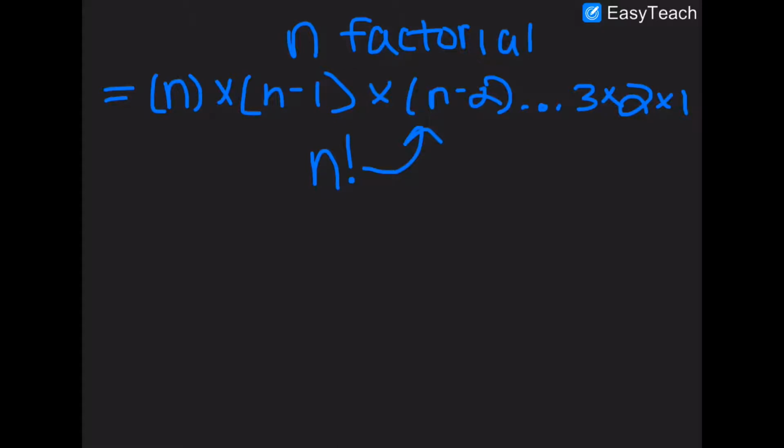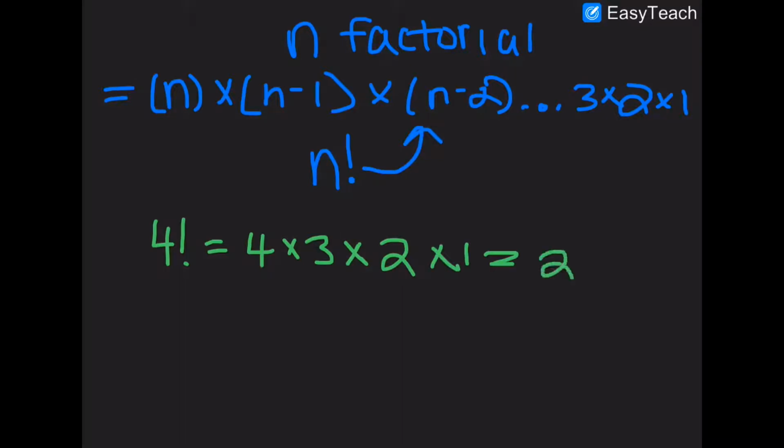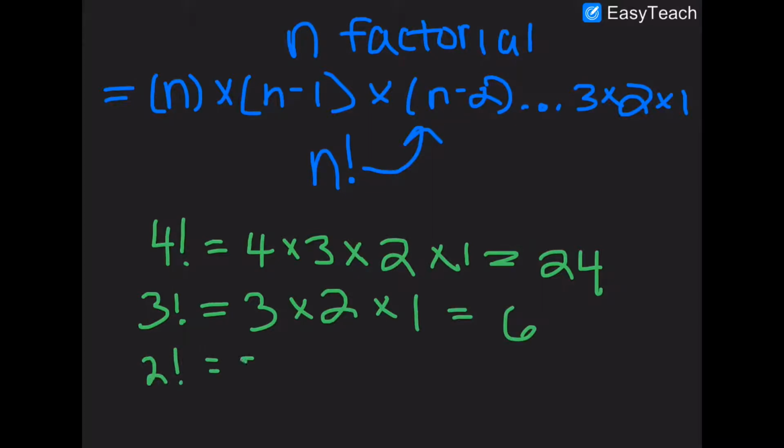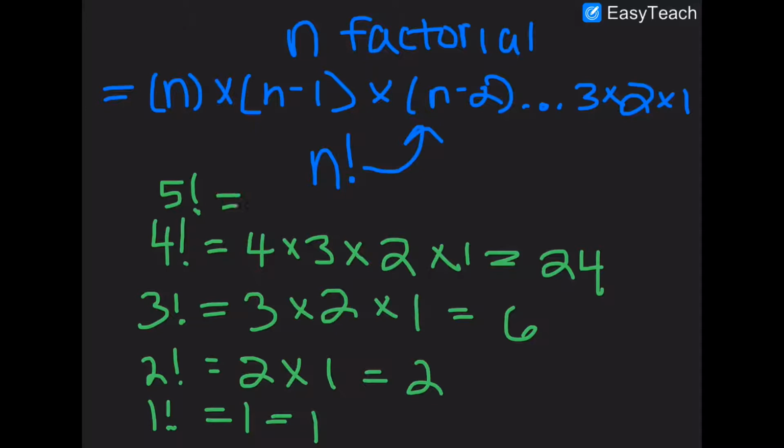So if you need an example of a possible factorial, 4 factorial is equal to 4 times 3 times 2 times 1, which is just equal to 24. And we can just do a couple. 3 factorial is 3 times 2 times 1, which is equal to 6. 2 factorial is just equal to 2 times 1, which is 2. 1 factorial is obviously just 1. And if you want to do one number which is higher, 5 times 4 times 3 times 2 times 1 equals 120.